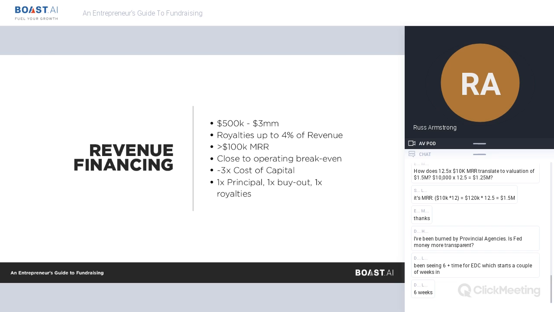Revenue financing is a different way of approaching it, where you can finance off the revenue that you have, your MRR that you currently have. It's just a different way of structuring it, and contract financing is another way of looking at this. So the royalties could be anywhere from 0.5% up to 4% of your revenue, and they will give you, say, $1 million. Your buyout would be to repay the principal plus a one-time buyout fee, and then any of the royalties that you pay during that period.